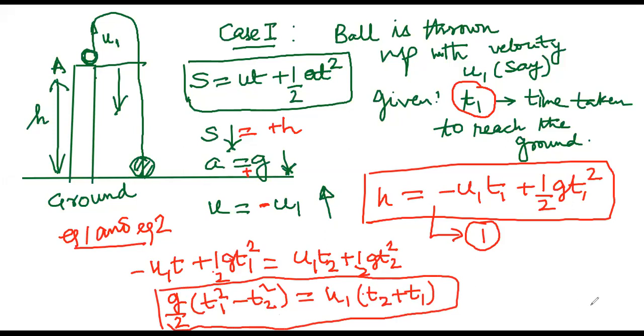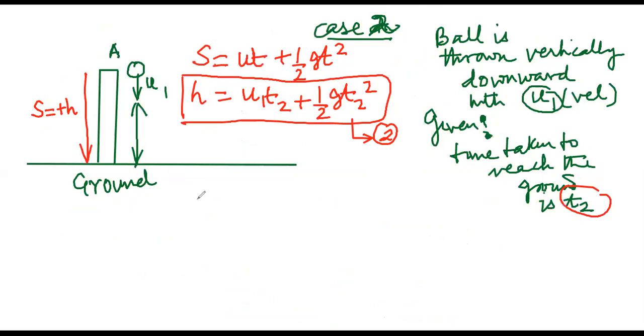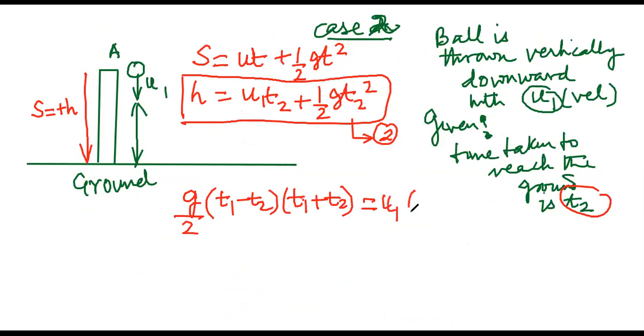Let me do it on my next page. I will get g upon 2 (t1 - t2)(t1 + t2) = u1 (t1 + t2). So I can easily cancel t1 + t2 from both sides. So what do you get?